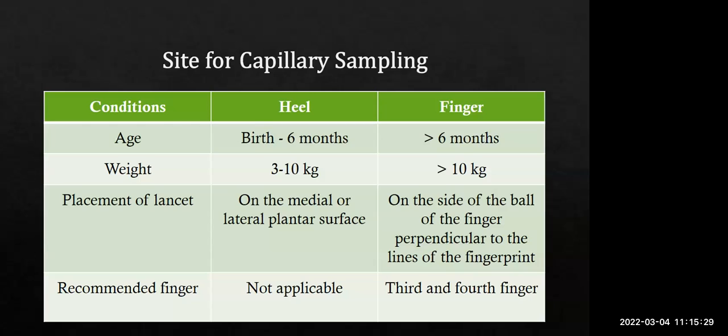The puncture must be on top of the surface of the distal segment of the fingertip of the middle or ring finger. And then the puncture should be perpendicular, 90 degrees, and not parallel to the fingerprint. Okay, next slide.